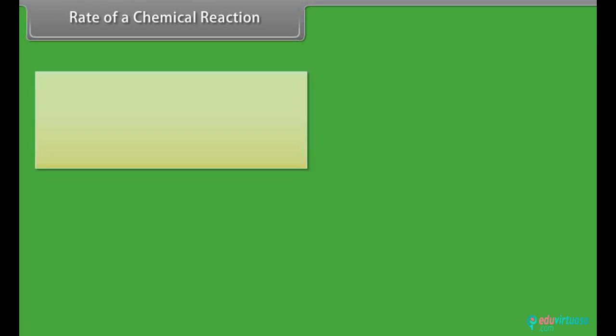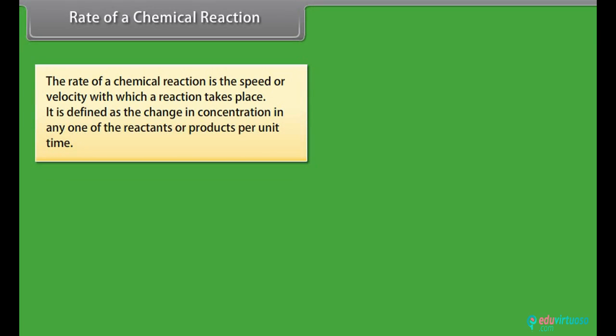Rate of a chemical reaction. The rate of a chemical reaction is the speed or velocity with which a reaction takes place. It is defined as the change in concentration in any one of the reactants or products per unit time. It can be expressed in two ways.